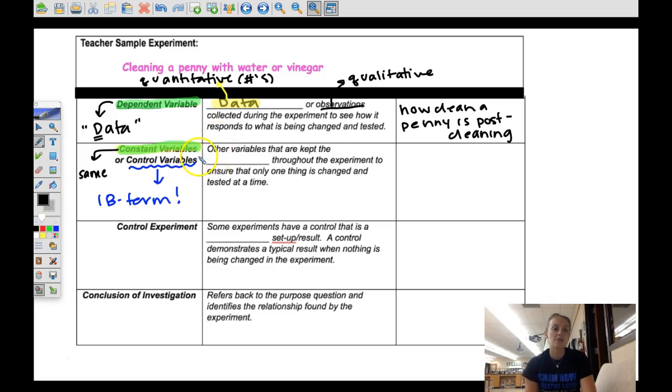So a constant variable, or in IB, a control variable, are variables that are kept the same throughout the experiment to ensure that only one thing is changed and tested at a time. So this is where you as a scientist are going to have to start brainstorming. So you would want to keep maybe the amount of solution the same.